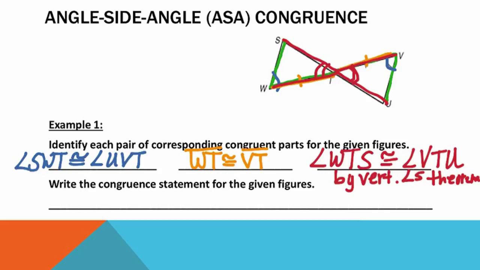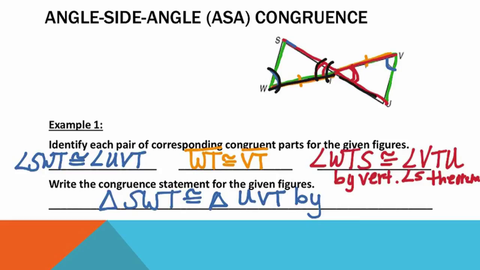So we can write the congruence statement for the given figures. So triangle SWT is congruent to triangle UVT by the side lengths of the given triangle and the two angles. So it's going to be angle, side, angle. And these prove that there's congruency.